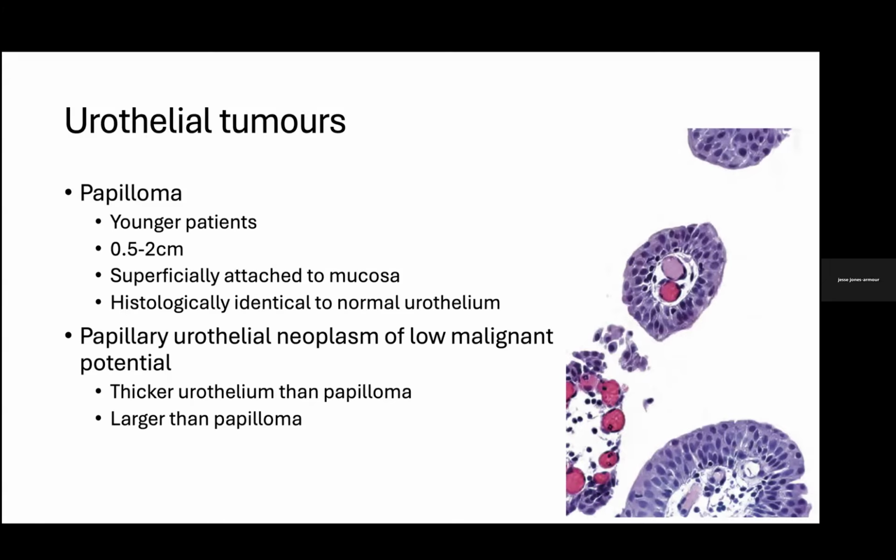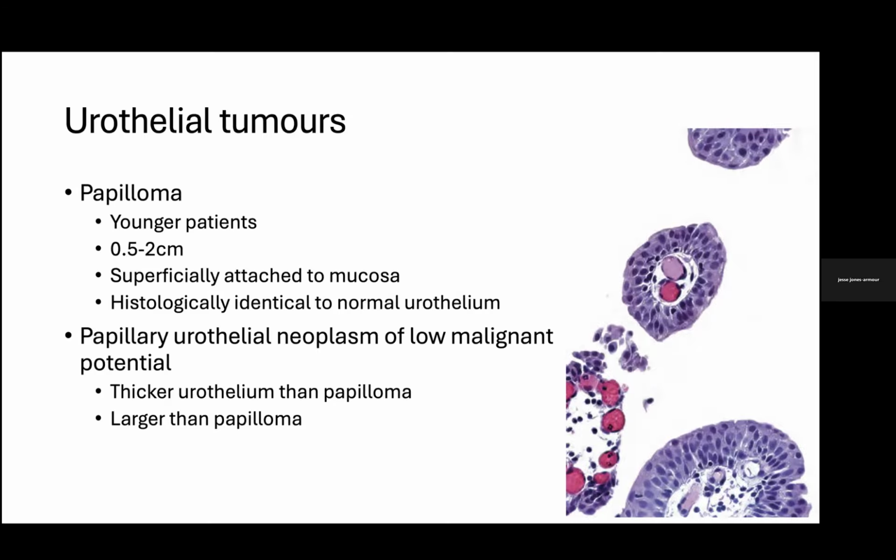where you do cystoscopies. So papilloma is the one form of urothelial tumors. It's usually found in younger patients. They are 0.5 to 2 centimeters. They're superficially attached to the mucosa. They're histologically identical to the normal bladder epithelium, urothelium.